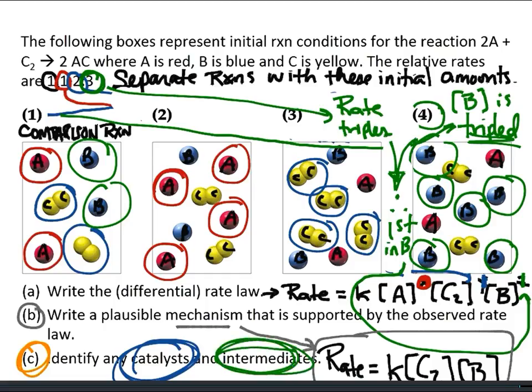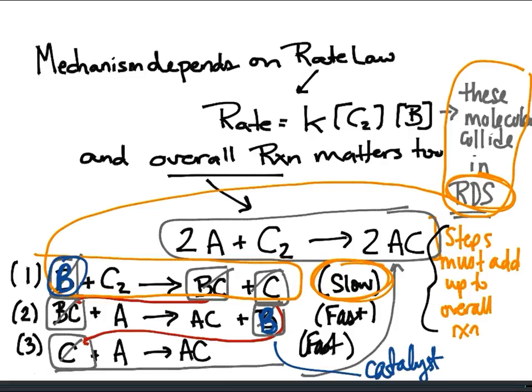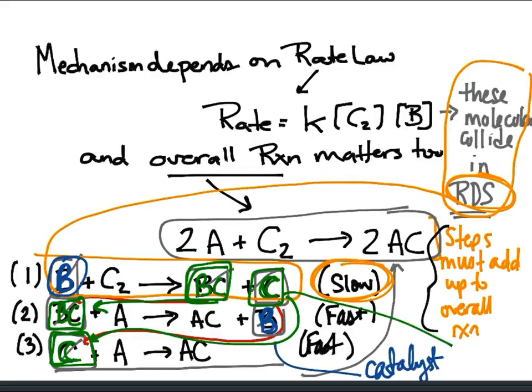And then the intermediates I'm going to do in green. And the intermediates here, we have a couple of them. BC is created and then consumed in step 2. And then the intermediate C is created in step 1 and then consumed in step 3. So those would both be considered intermediates. They also do not appear in the overall reaction equation. That says 2 intermediates.